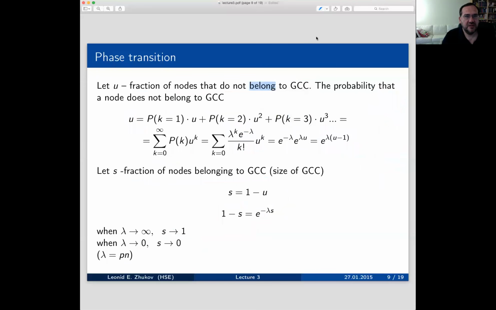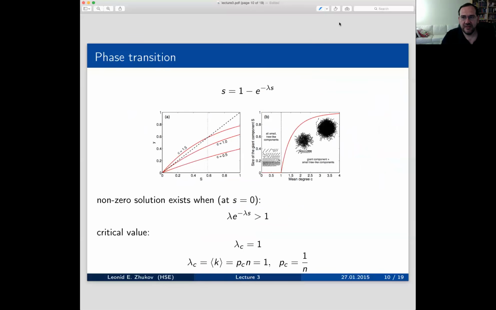So the idea here is the following. We do a graphical solution of this equation. Let's look at it. That's our equation. The only thing I have done is I moved e to the minus lambda s on the right-hand side.